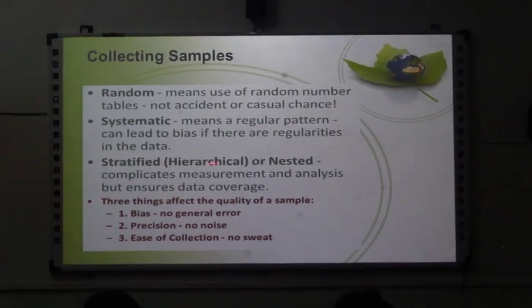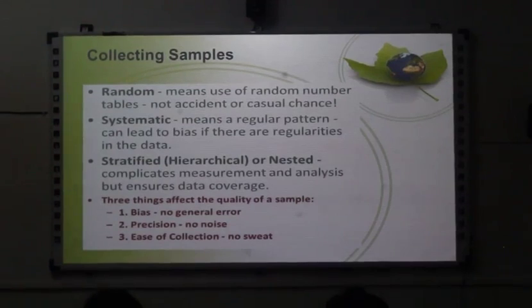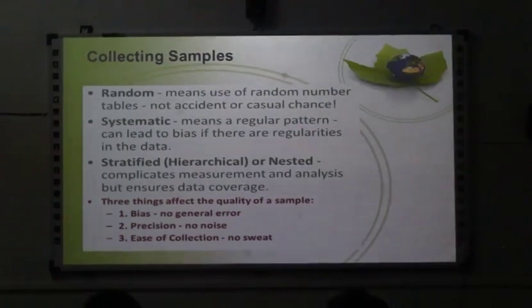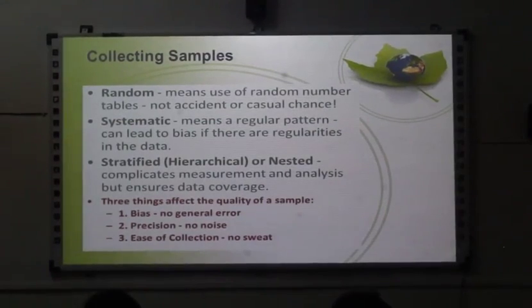So that's a stratified type of sampling. Three things affect the quality of the sample. Bias. You must avoid any general error. You have to take yourself out of it somehow. We all want to measure the big landslides. We don't want to measure the little fiddly ones. But somehow you have to compromise with reality. Avoid that bias. Precision.